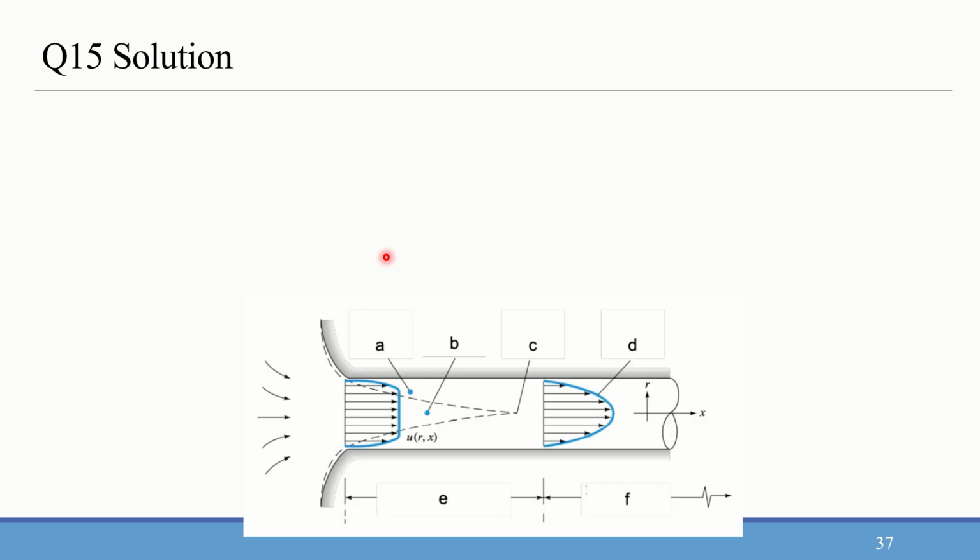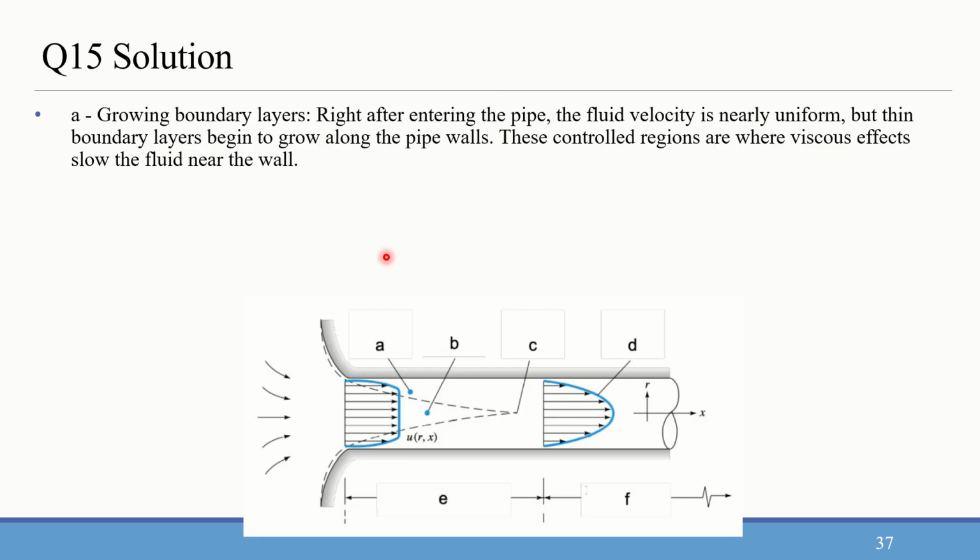So we'll just see what each denotes. So A is growing boundary layers. Right after the water enters the pipe, the fluid velocity is kind of uniform here, but thin boundary layers begin to grow along the pipe walls. These are regions where viscous effects slow the fluid near the wall. So we just give conditions, right? Near the walls, the velocity will be equal to the wall's, that is kind of zero velocity, based on the no slip boundary condition. If you are familiar with CFD concepts, you will know that.